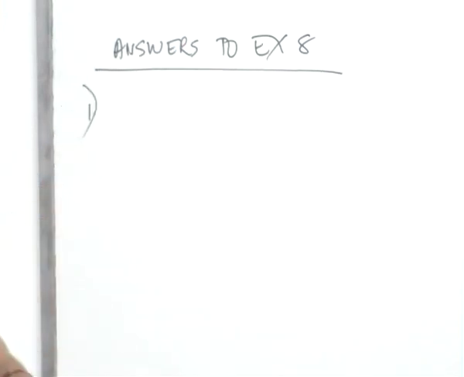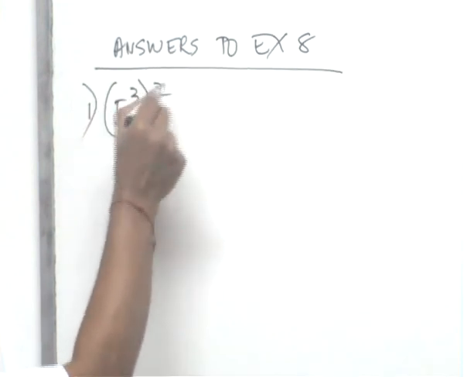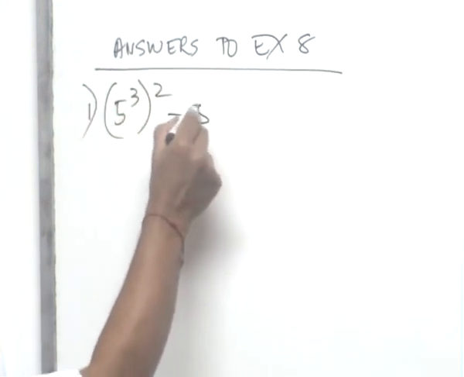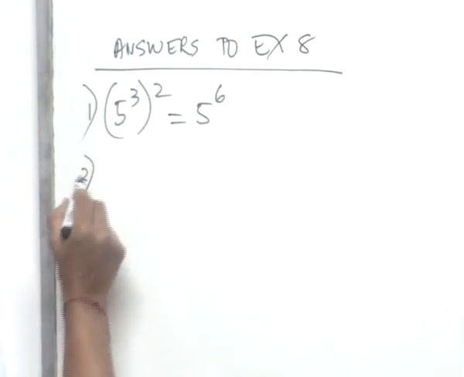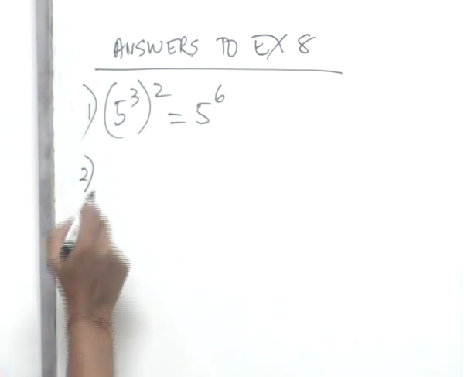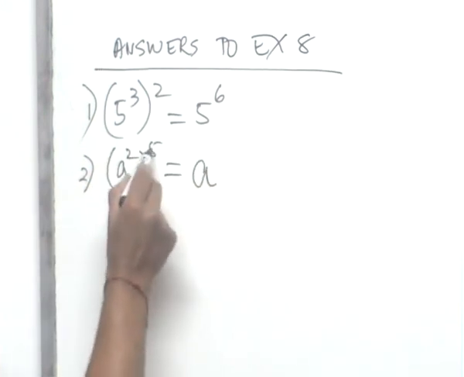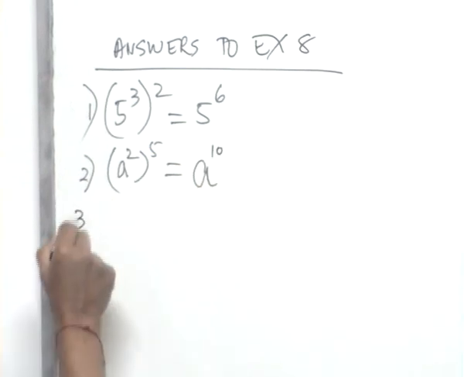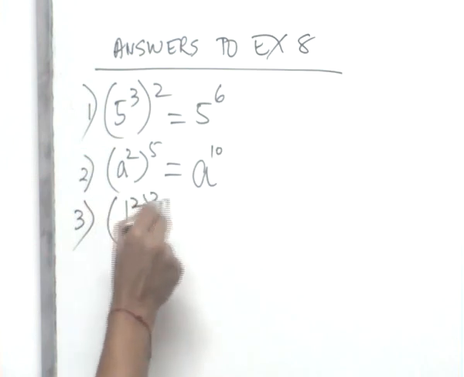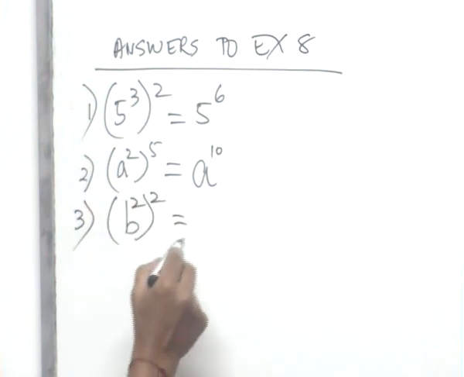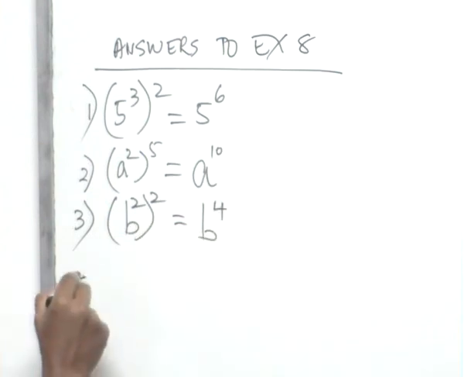Right, answers to exercise 8. Number 1, you had 5 cubed, all squared. So that will give you 5 to the 6, 3 times 2. We're using the power to power law. Then you had a squared, all to the 5. Write down a, 2 times 5, 10. Number 3, you had b squared, all squared. So there's your b, 2 times 2, 4.